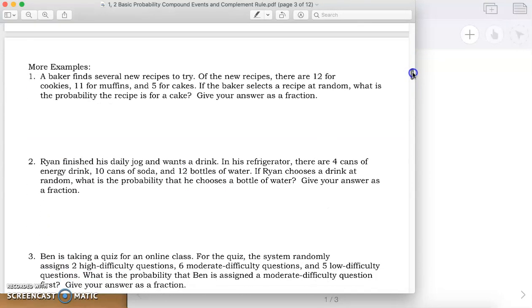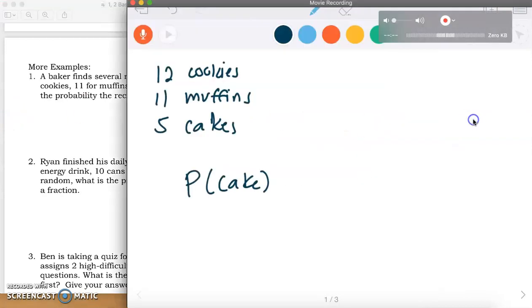So here we have some examples. Let's look at the first one. A baker finds several new recipes to try. Of the recipes, there are 12 cookies. I'm going to go ahead and write this down on my tablet. 12 cookies, 11 muffins, and 5 cakes. We want to know, if the baker selects a recipe at random, what is the probability the recipe is for cakes? So the probability of getting a cake. Give your answer as a fraction.